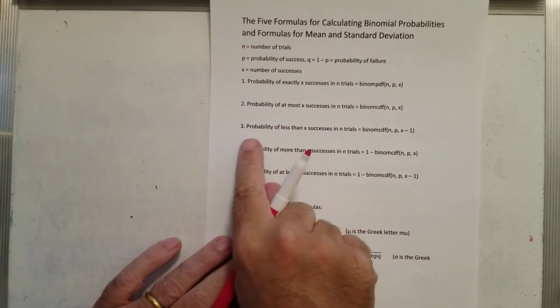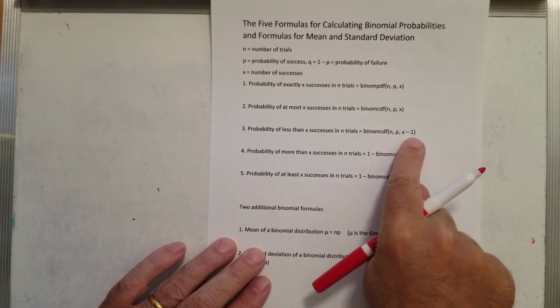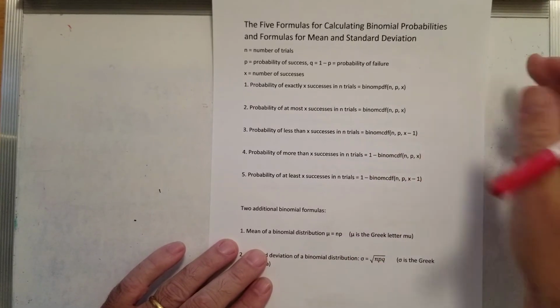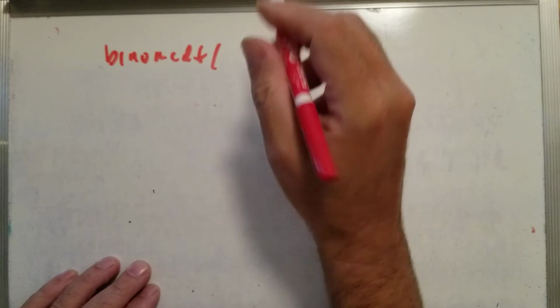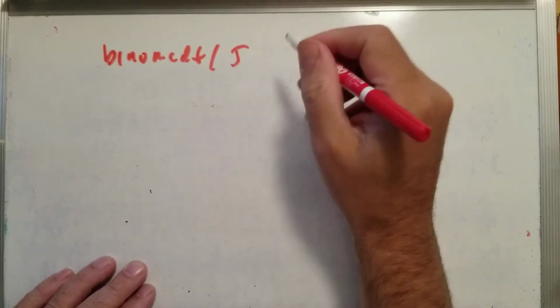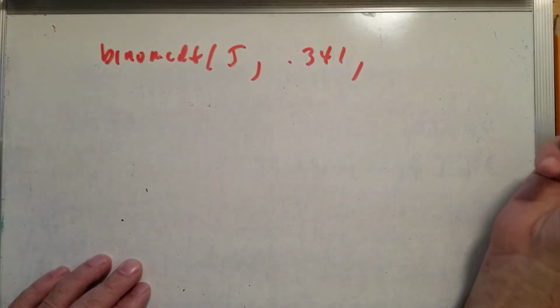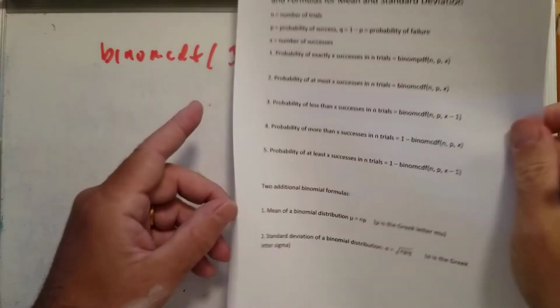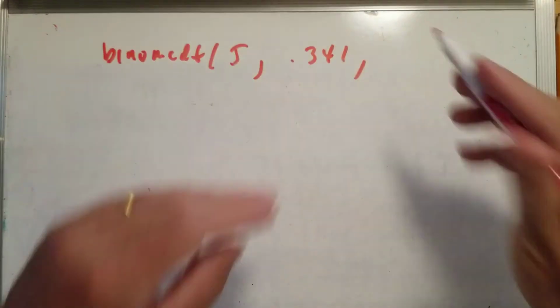So for this one, it says the probability of less than. So this is number 3, the probability of less than X successes, binom CDF N, P, X minus 1. So we're going to subtract 1 from that 2 pearls. So this one is going to be binom CDF N, each oyster is a trial. The probability of success is 0.341. And it said less than 2 pearls. And the chart said to subtract 1 from that, X equals 2. So we're going to put a 1 here.